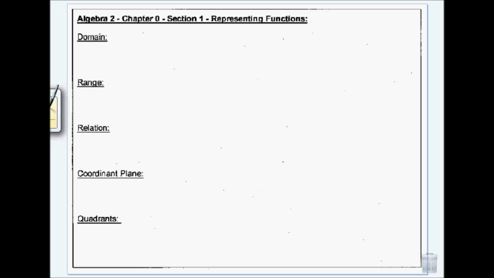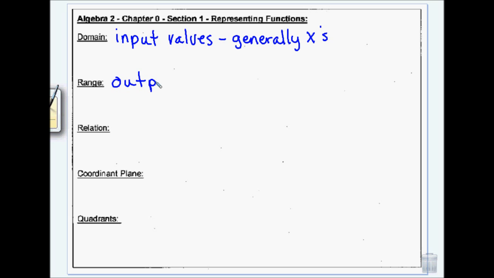Okay, a domain. We talk about functions. They have a domain and a range. The domain are the input values. They're generally the x's. They can have other letters, but these are the numbers that you put into the function, and then you get a value out, and the value you get out is the range. Which are generally y's.